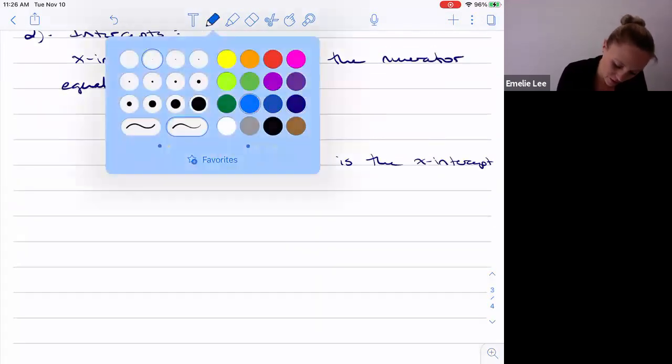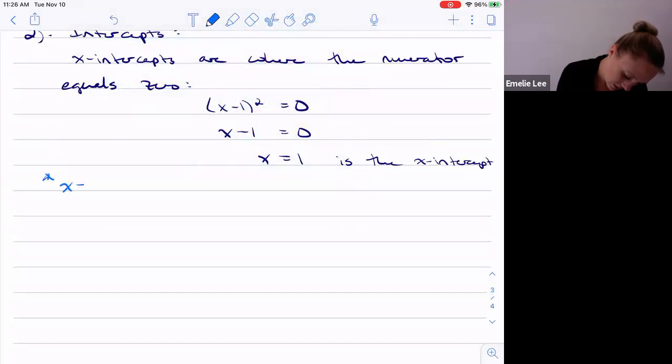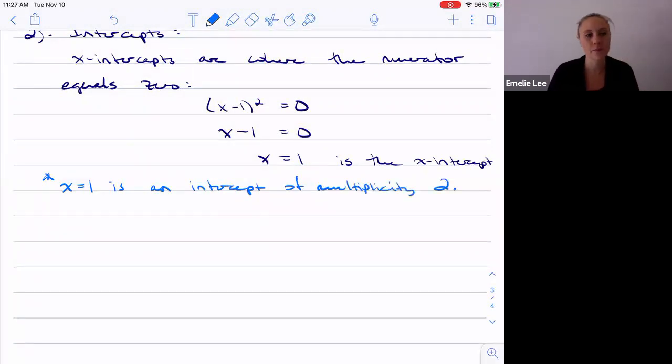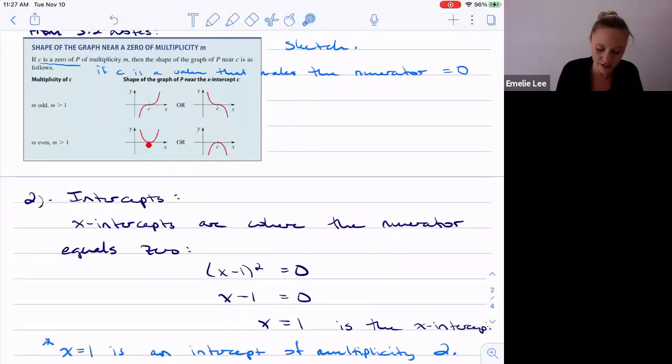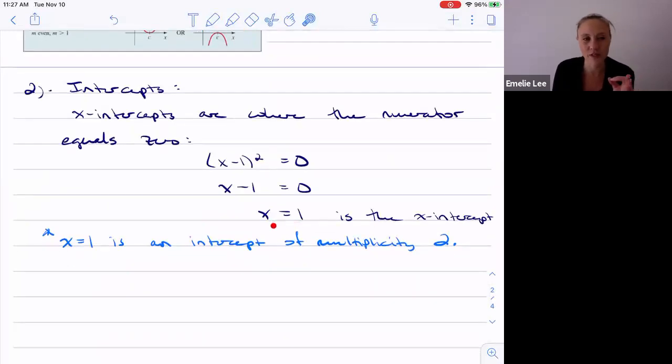Here I'll make a note: x equals 1 is an intercept of multiplicity 2. We're going to keep that in mind for when we're sketching, because if we have a multiplicity of 2, we're just going to bounce off. Notice that we only found one intercept, but because we're just bouncing off of it, that's why we only have one intercept. It doesn't run through it, it just bounces off of it.